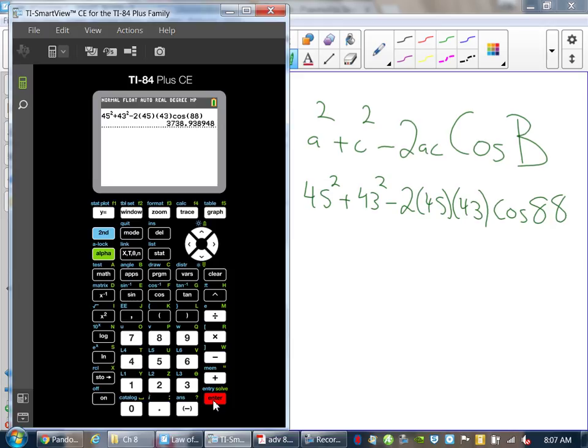Now that equals b squared, so what do I do? I square root it. Second square root of your answer. There's your side. Did you take the square root yet? You haven't taken the square root yet. That equals b squared. Take the square root of it.